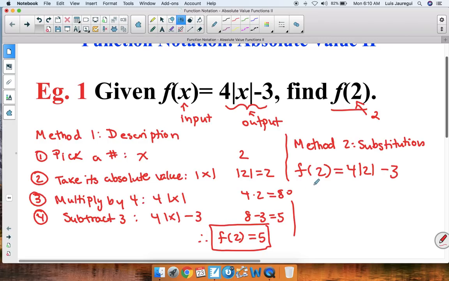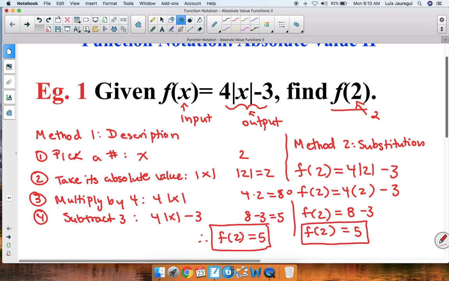Now, the absolute value, it's a grouping symbol, kind of like the parentheses when it comes to the order of operations. So we can say that f of 2 is equal to 4 times the absolute value of 2, which is 2 minus 3. Now, following the order of operations, since we already took care of the grouping symbol, we're going to now do the multiplication. So we have that f of 2 is equal to 4 times 2, which is 8 minus 3. And now we take care of that difference, so f of 2 is equal to 8 minus 3, which is 5. And notice that regardless of which method we used, we actually get that f of 2 is equal to 5.